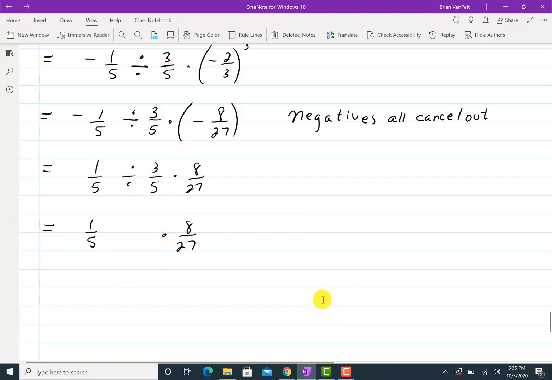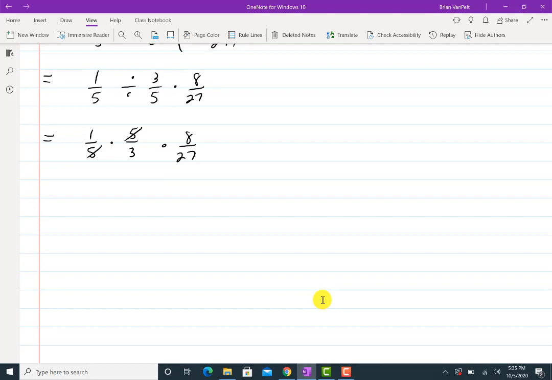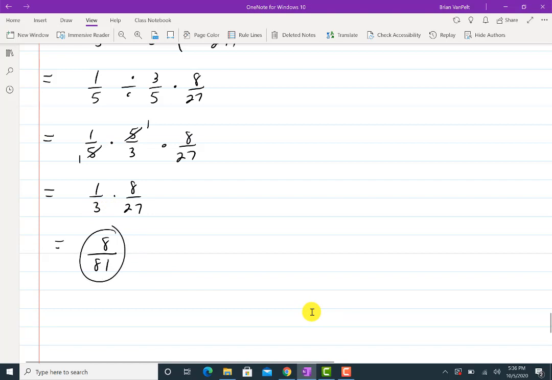That part is 1/5 times 5/3. So I can cancel the 5s there. And for this, I'll get 1 over 3. And then we're ready to finish it off. 1 times 8 is 8. 3 times 27 is 81. And there you go.